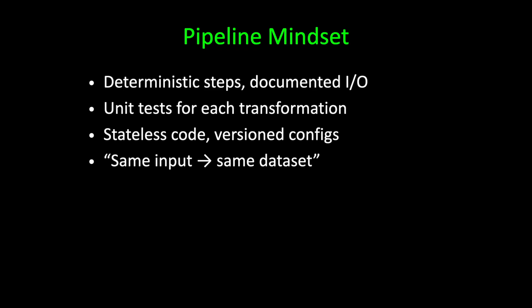Obviously, we want to use version control and keep those configurations versioned so we can always revert if something changes or if we mess something up. The idea is to have the same input produce the same data set over and over again. That helps lead towards the abstraction and repeatability and reproducibility that we want to have when we're talking about building an AI pipeline.